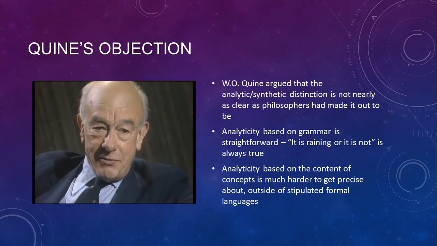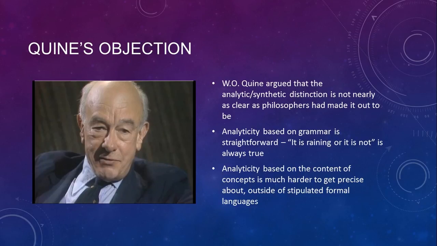So this guy, W. O. Quine, one of the most famous philosophers of the second half of the 20th century, argued that this analytic-synthetic distinction is simply not as clear as philosophers made it out to be. But only in the case of the content of concepts. Analyticity based on grammar is straightforward. You can use logic to tell whether something's analytic based on grammar. But analyticity based on the content of concepts is much harder to get precise about when you're dealing with natural language.